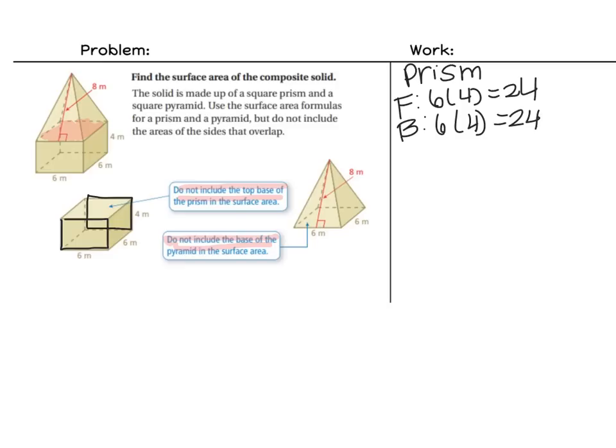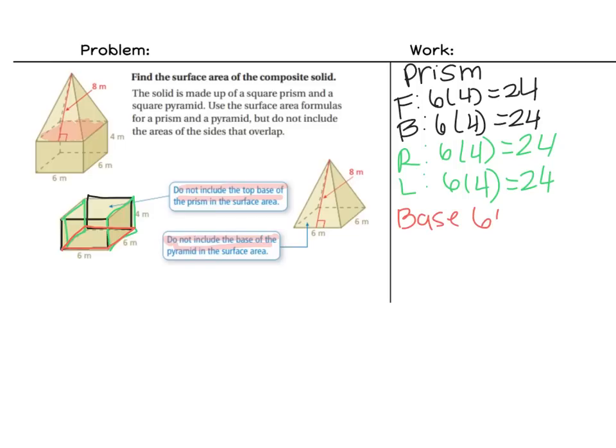All right, the right and left side. So the right is 6 by 4 again, which means the left is going to be the same. Right, and now we need the base, and remember, we're not going to include the top in this, so we just want the base. So the base is 6 by 6. So we would only have 5 measurements for the prism.